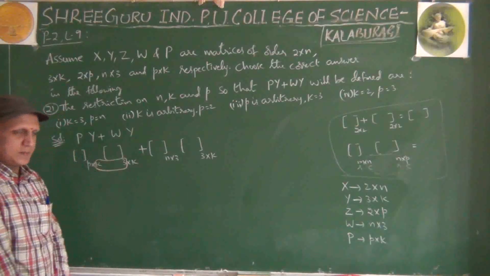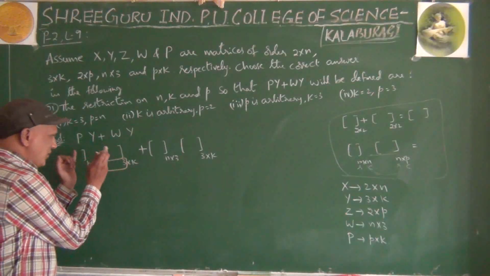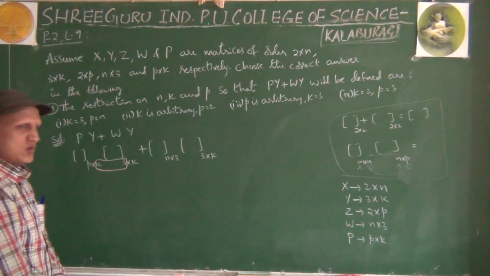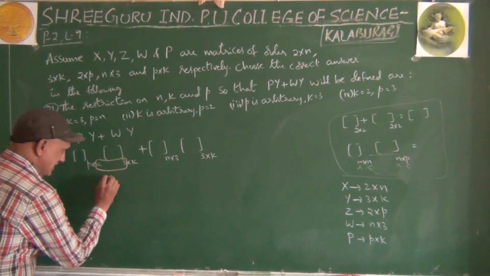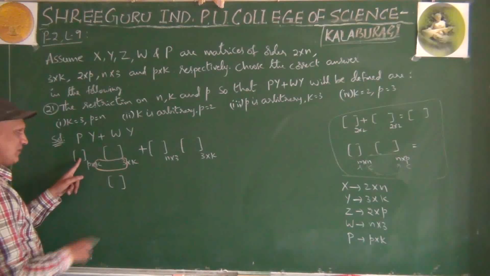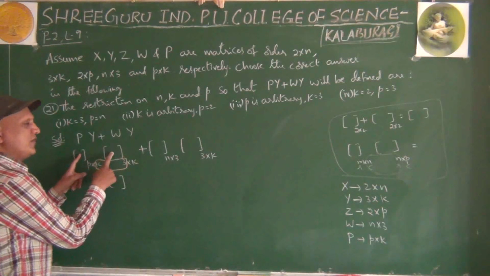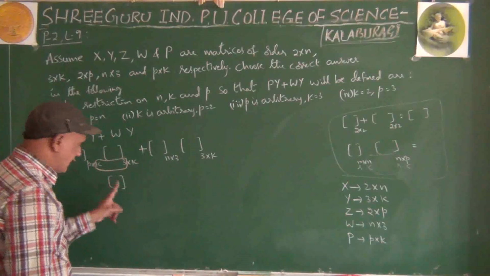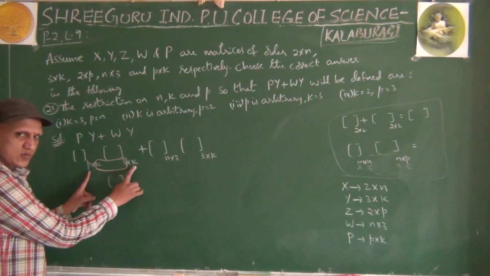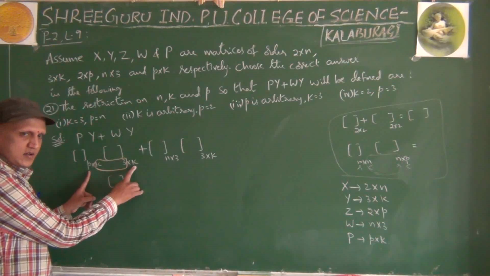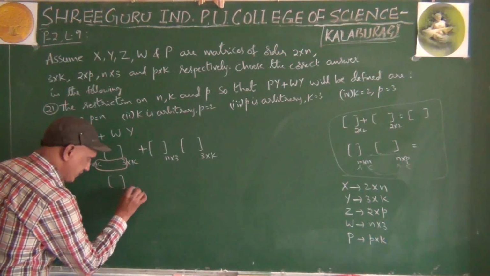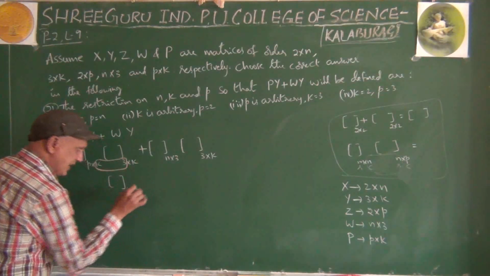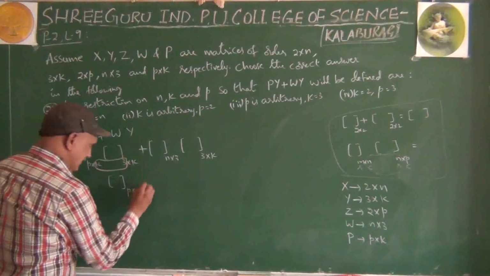Let it be like this. If you multiply these two, we will get one matrix. This is one matrix, this is one matrix. If you multiply two matrices, we get another matrix. What is the order for this matrix? P by Q, okay? P by K. Plus.